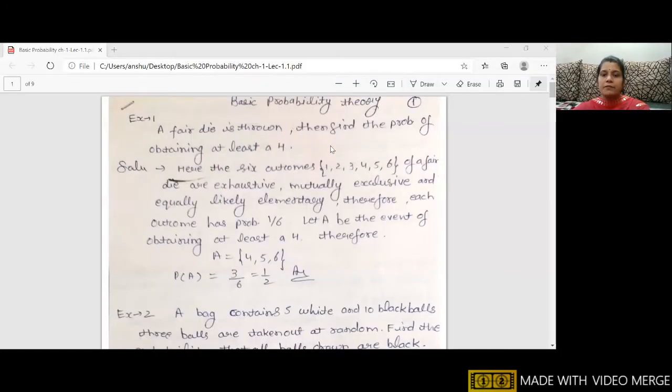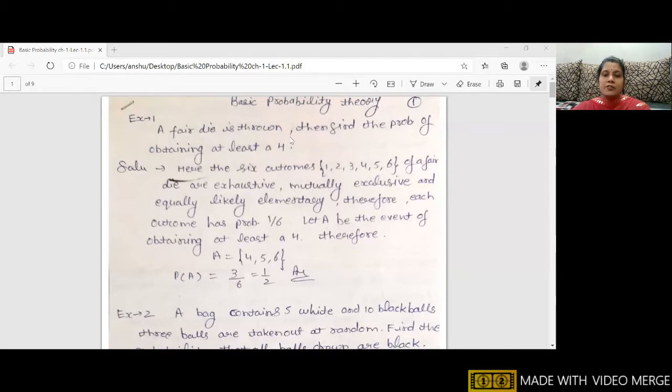Good morning everyone. Today I am going to take a lecture on basic probability theory. We have already seen in a previous session the formula of the favorable event, mutually exclusive events, and what an exhaustive event is. So here is the example.